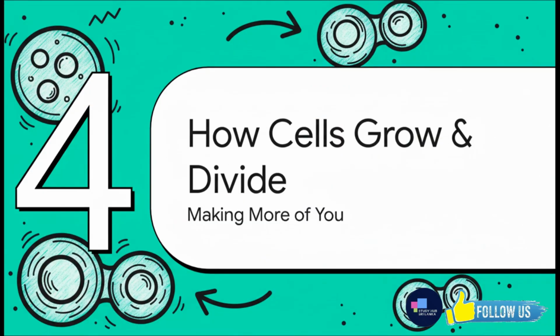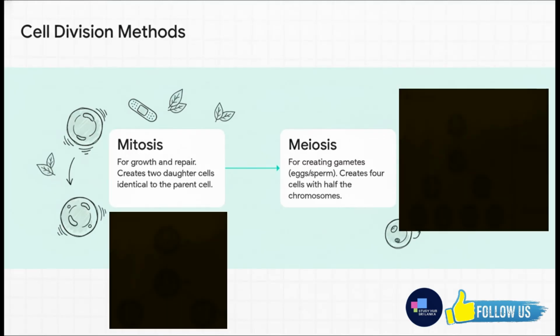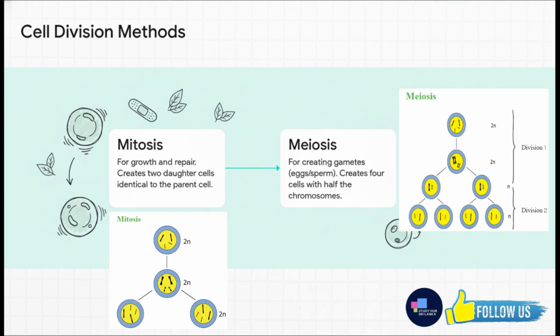So, if all living things are made of cells, how do we grow from a tiny baby into an adult? It's a good question, right? The answer is cell division. See, our cells don't just get bigger and bigger, they actually multiply. There are two main ways that cells divide. First, there's mitosis. This one is for growth, for repairing your body, like when you get a cut. And it creates two daughter cells that are exactly identical.